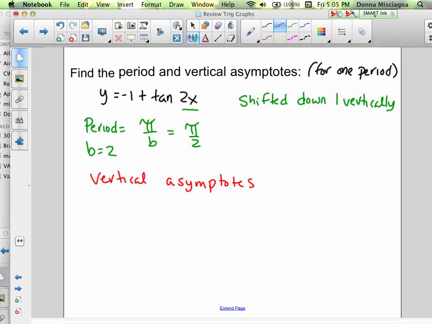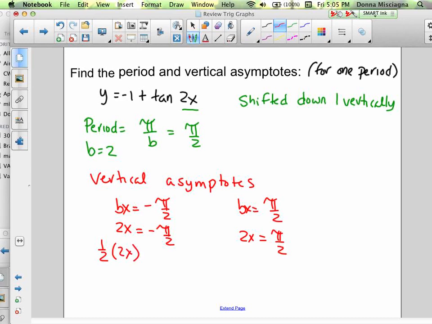We have bx equals negative pi halves, and bx equals pi halves, because that's where tangent normally has its vertical asymptotes. Let's replace b with 2. We have 2x equals negative pi halves, and 2x equals pi halves. How do you get rid of the 2? You divide by 2, or since we have a fraction on the other side, let's multiply by 1/2.